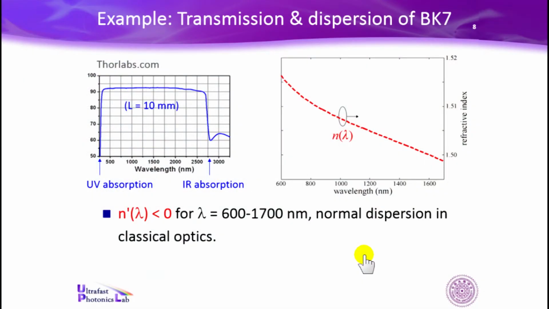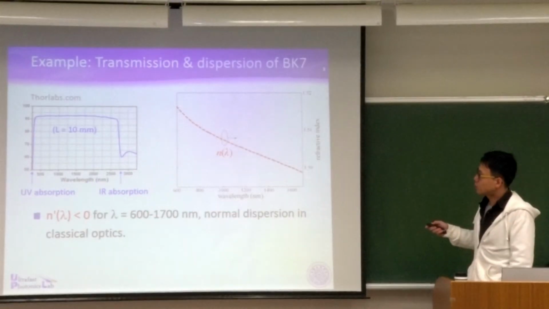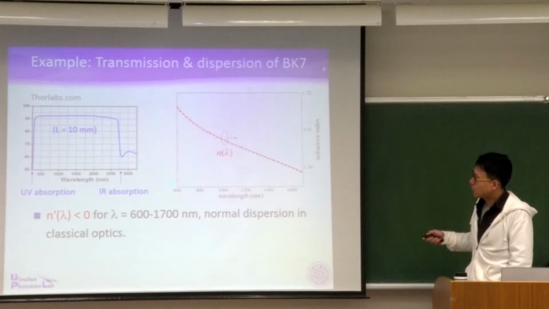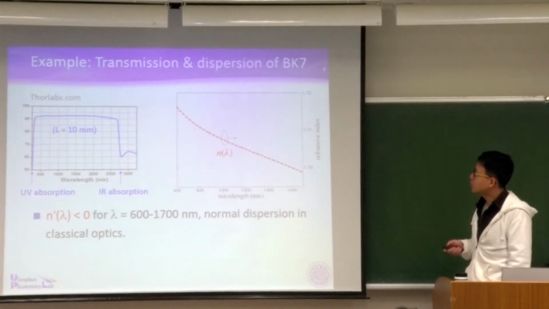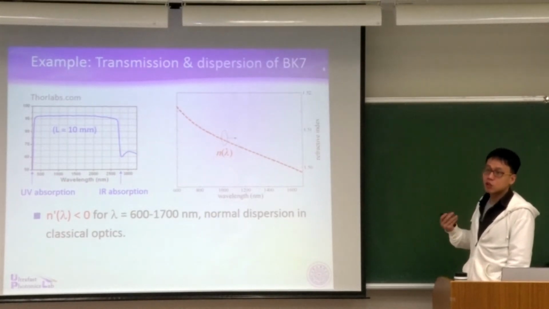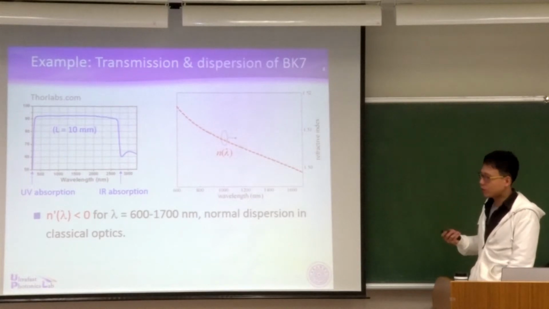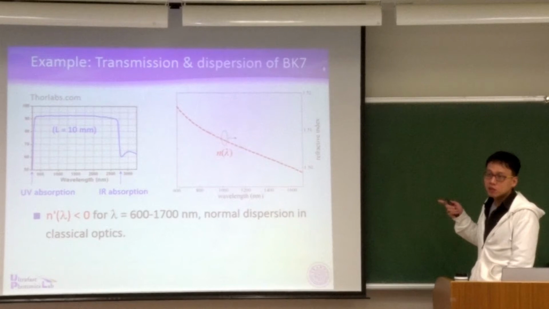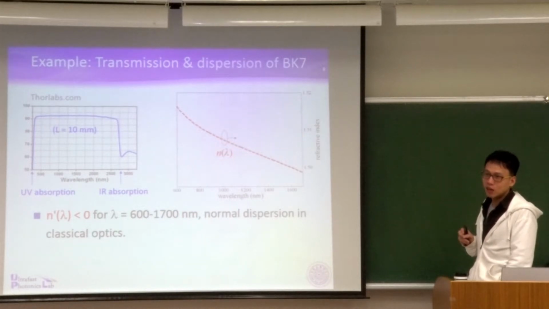And I also conducted the numerical simulation for index of refraction as a function of wavelengths. Again, from 600 nanometers to 1700 nanometers. You can see this curve, the red curve, is a monotonically decreasing function of wavelengths. Okay, so in terms of classical optics, this is normal dispersion, right? Within the entire spectral region, this is normal dispersion.